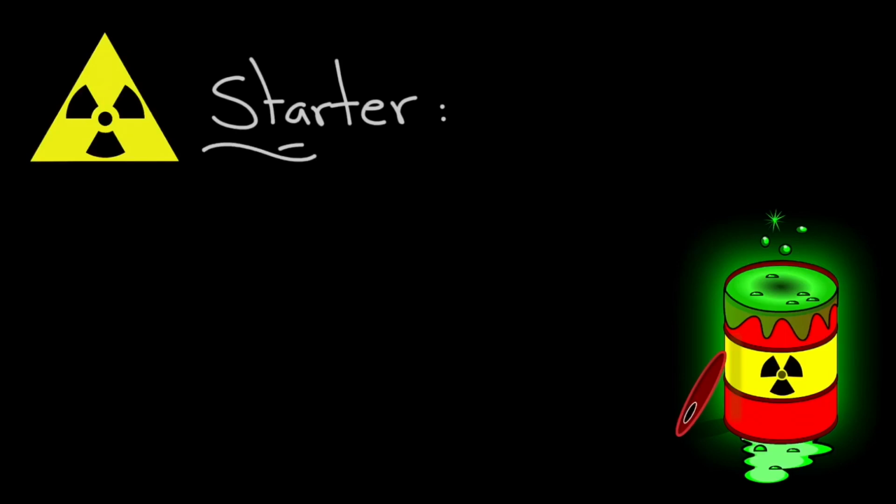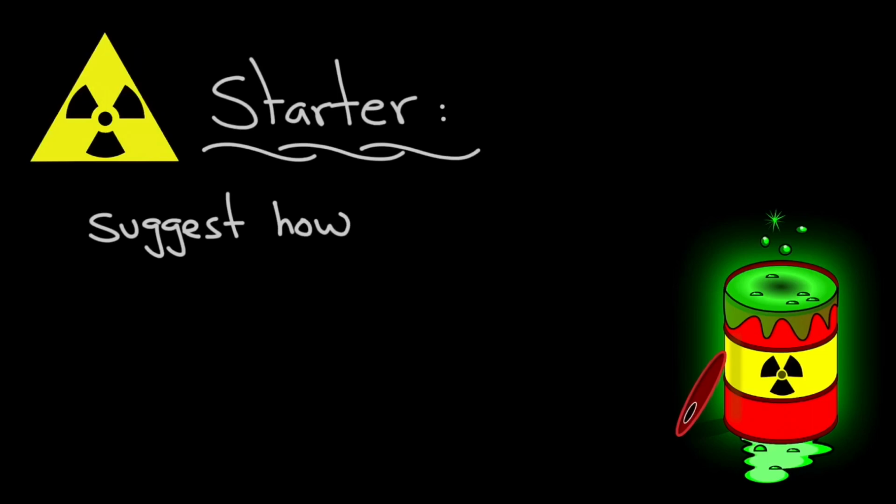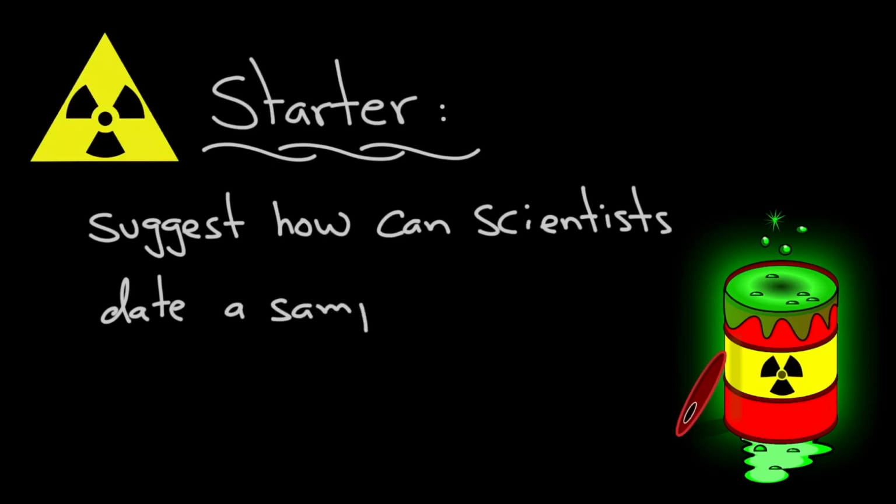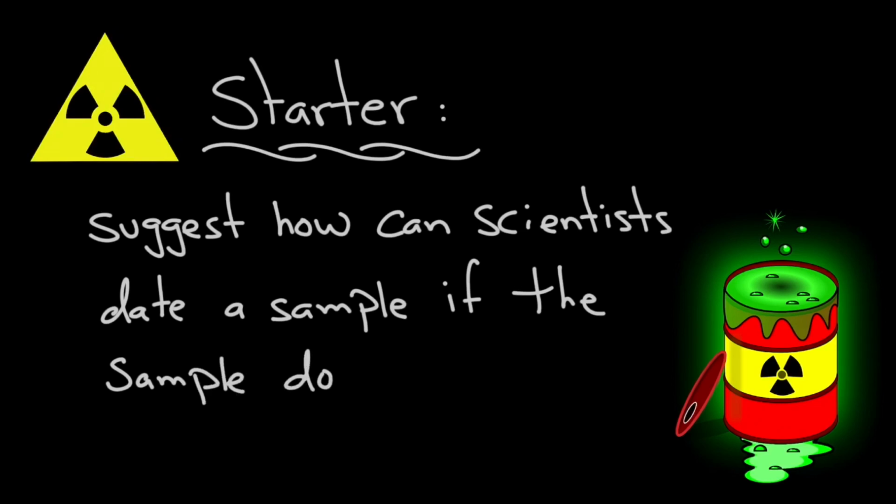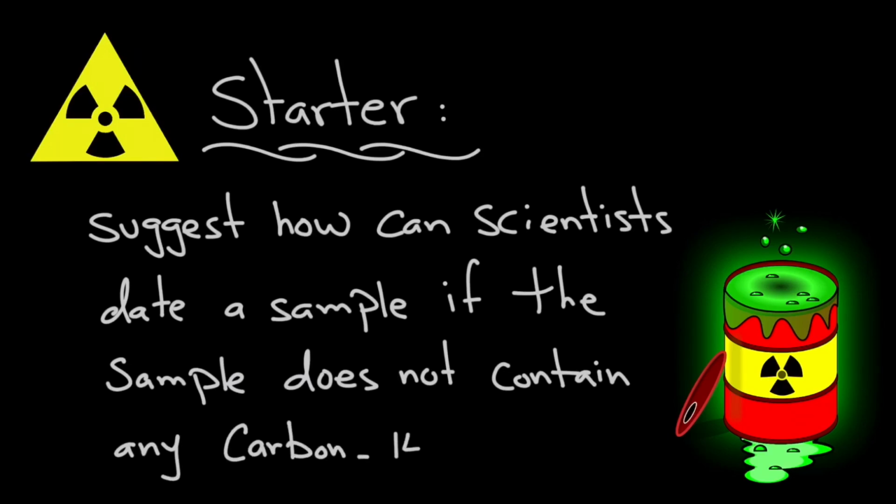In previous videos, we learned about how carbon-14 is used to determine the age of certain samples or rocks using the carbon-14 half-life. As an initial thought, before we start this lesson, I'd like you to suggest how can scientists date a sample if the sample does not contain any carbon-14? Have a think.